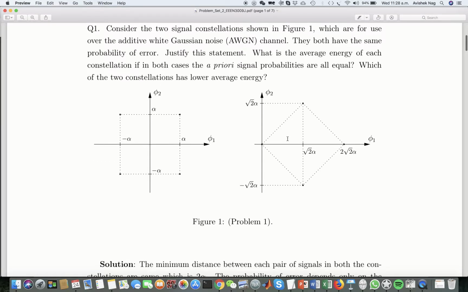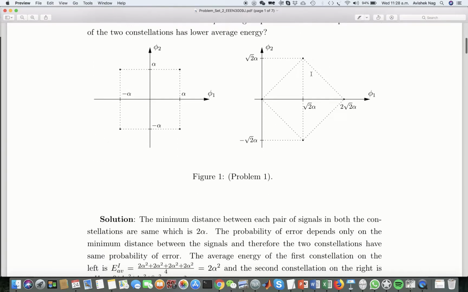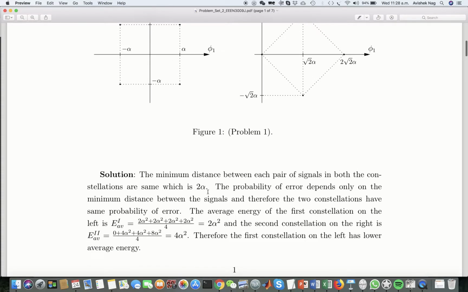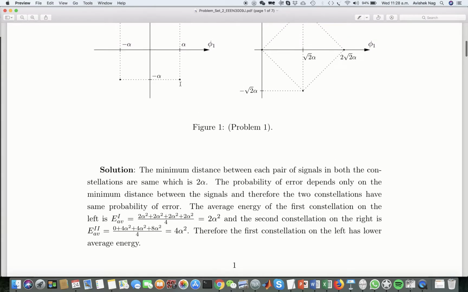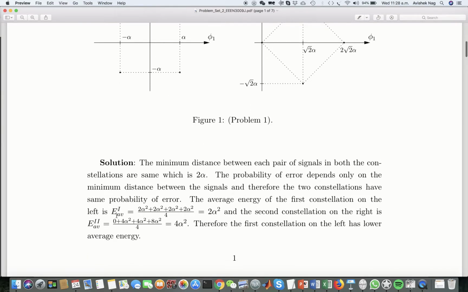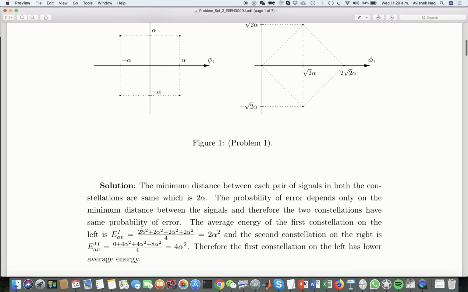For the next part, for calculating the energies, you see that the energy is given by the energy of each point, which is basically the distance of the signal point from the origin of the coordinate system or the signal space, and then you divide by the number of signals. So for the first constellation, each point is at a distance, alpha square plus alpha square, so that is 2 alpha square, and you sum them up, divide by 4, that is 2 alpha square.